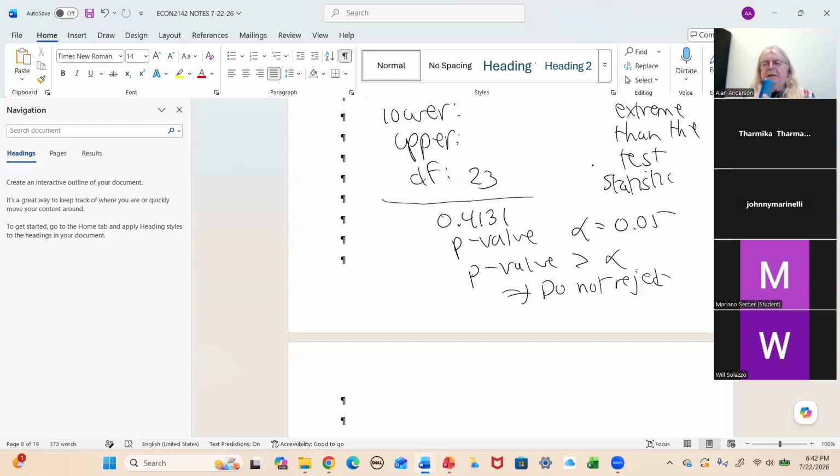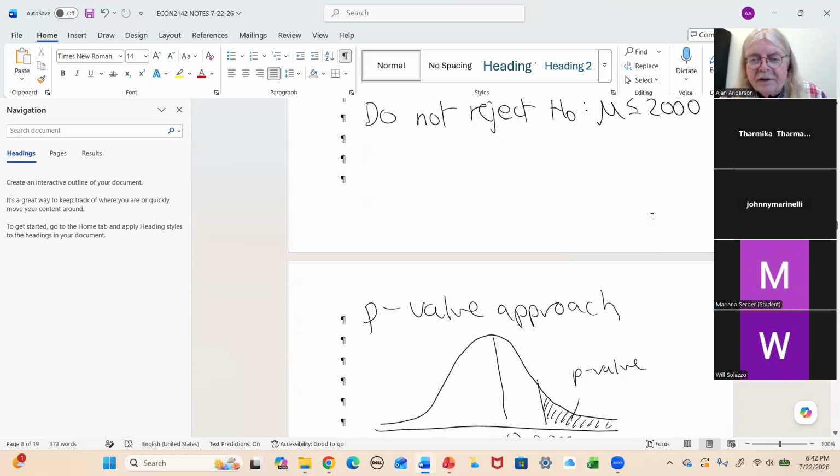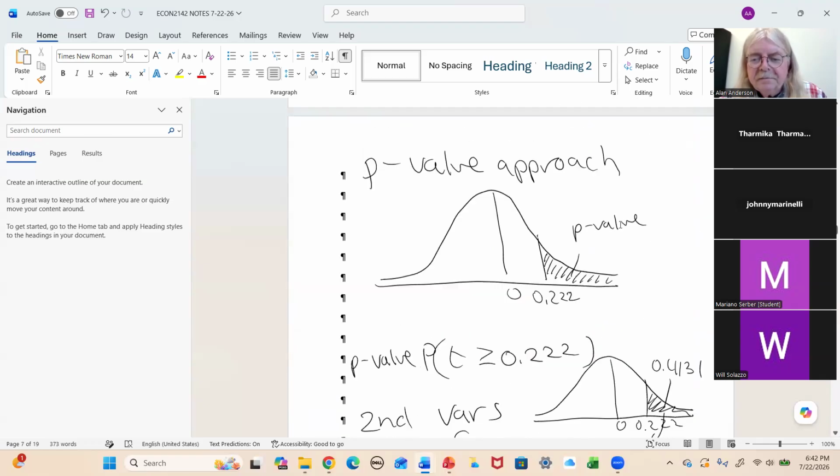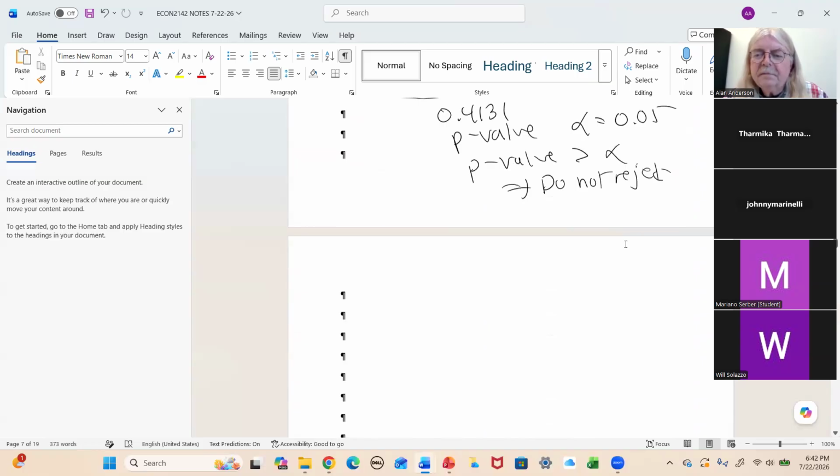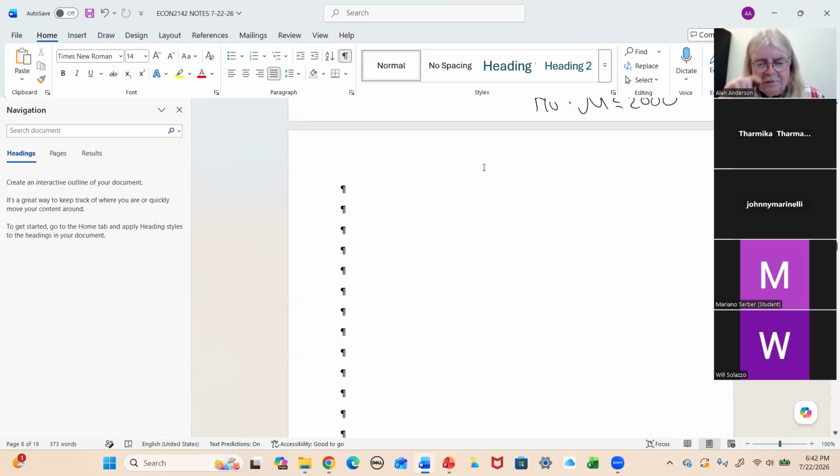C is okay. So, of course, these two approaches have to confirm each other. Do not reject the null. Do not reject the null. All right. What's next? Well, here we have one with two populations being compared to each other.